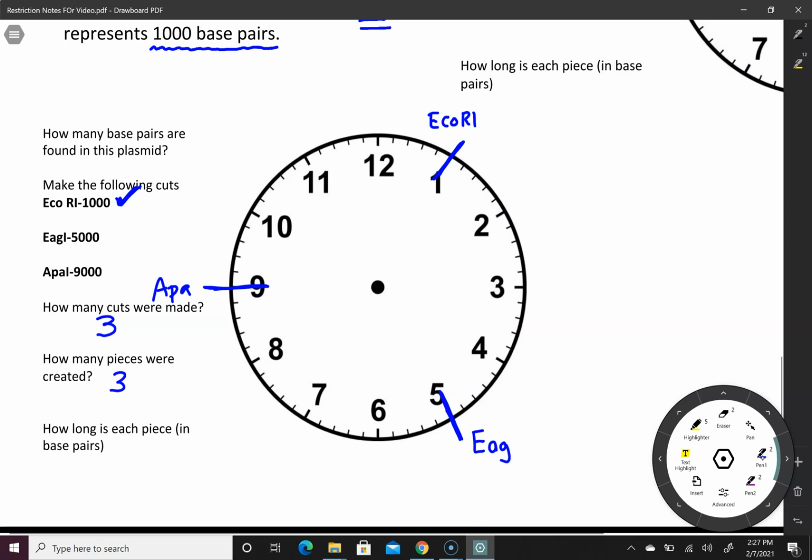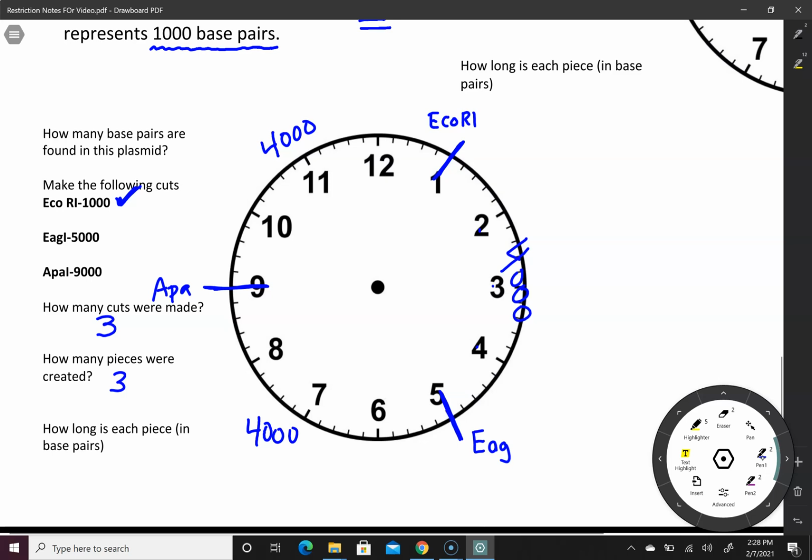And if you were to count them up, you know that every hour is 1,000. So that would be 1,000, 2,000, 3,000, 4,000. You know that this particular piece is 4,000 base pairs long. 5 to 9, this piece is also 4,000 base pairs long. And from 9 all the way over to 1 is also 4,000 base pairs long. So if you were to add up 4,000 plus 4,000 plus 4,000, there's your total of 12,000. And that is a really good way to double check what you have done and make sure you didn't make any math errors. This is a simple one.